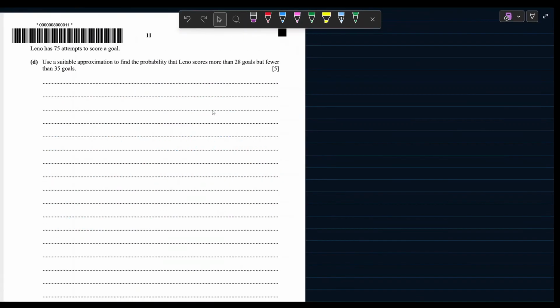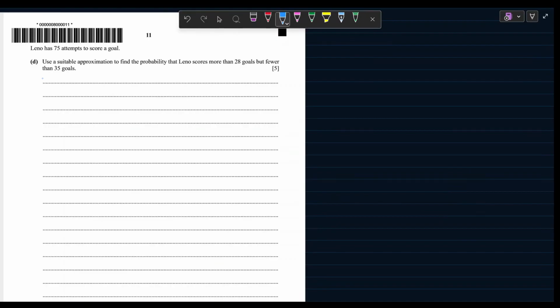Leno has 75 attempts to score a goal. Part D. Use a suitable approximation to find the probability that Leno scores more than 28 goals but fewer than 35 goals. So we've been told that Leno has 75 attempts to score a goal. So let's define our random variable L as the number of goals scored by Leno.